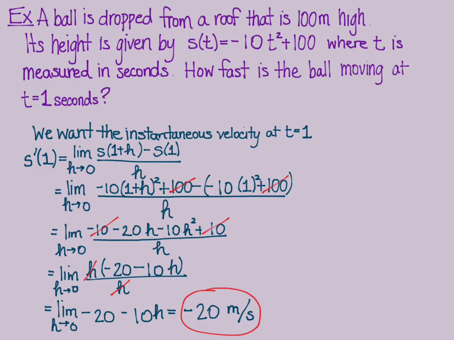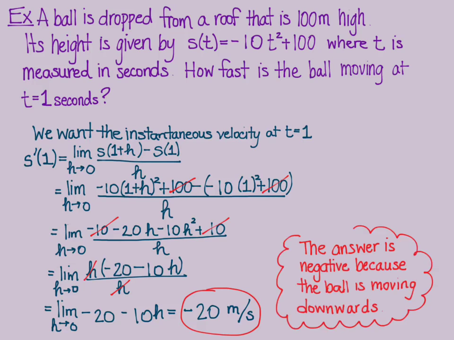Notice that instantaneous velocity should be measured in meters per second, so our final answer will be negative 20 meters per second. You might notice that the answer here is negative. The answer is negative because the distance between the ball and the ground is actually decreasing, or in other words, the ball is moving downwards.